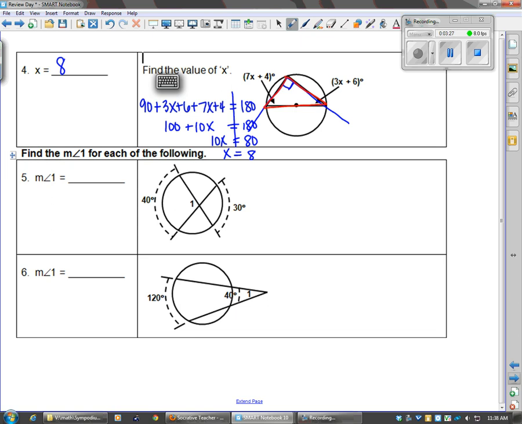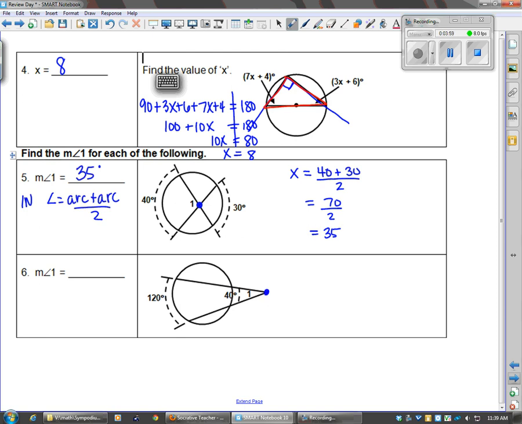Number 5, where is the vertex? Inside the circle, not at center. So the angle equals arc plus arc divided by 2. Okay, the angle is the one we don't know. I'm going to call that x. One arc is 40. The other arc is 30. 40 plus 30 is 70, divided by 2 is 35. Okay, that one you're essentially finding the average. What's halfway between 30 and 40?